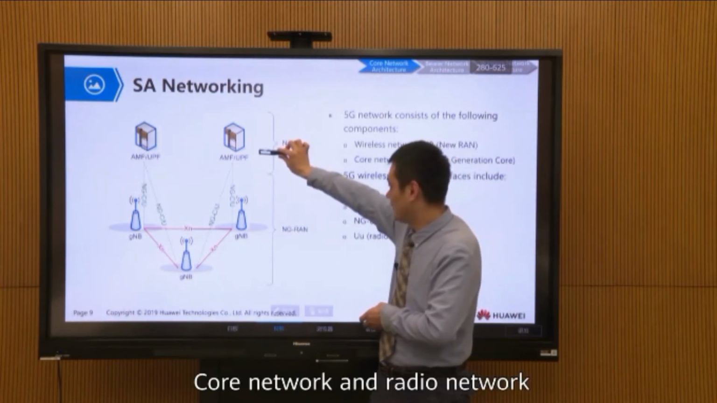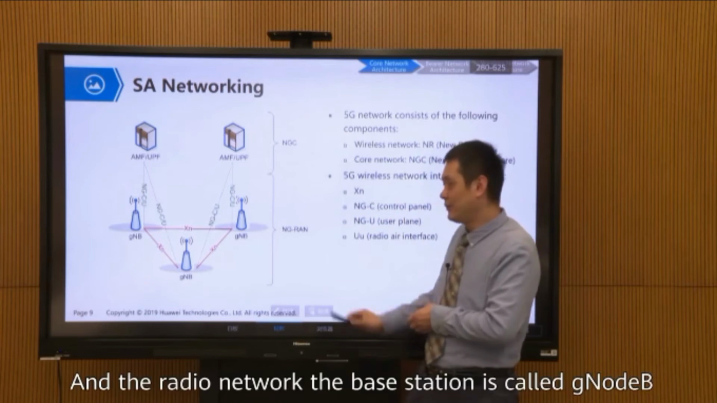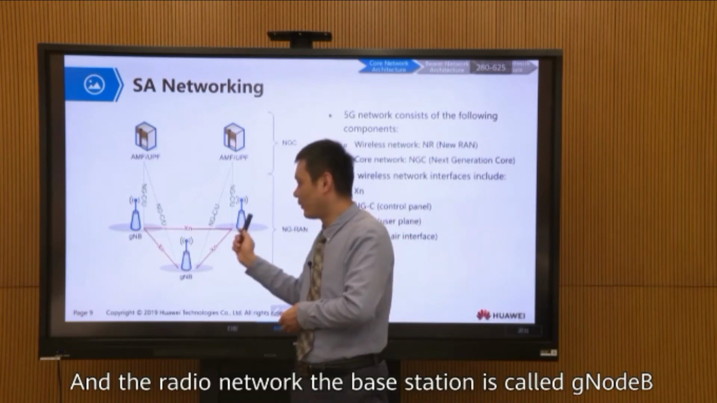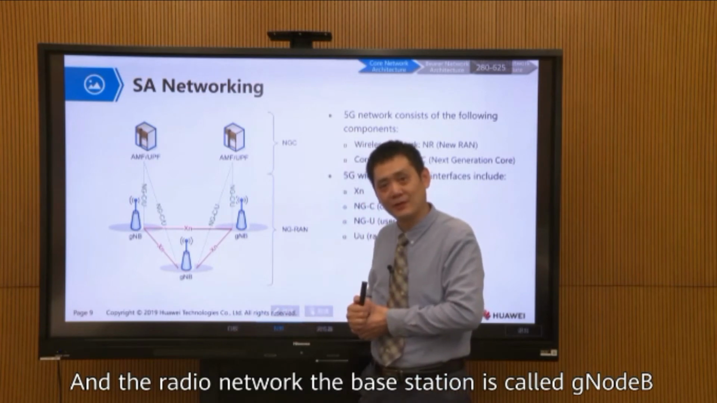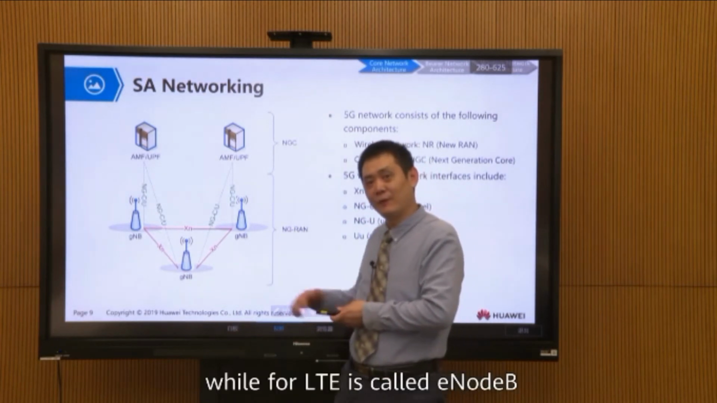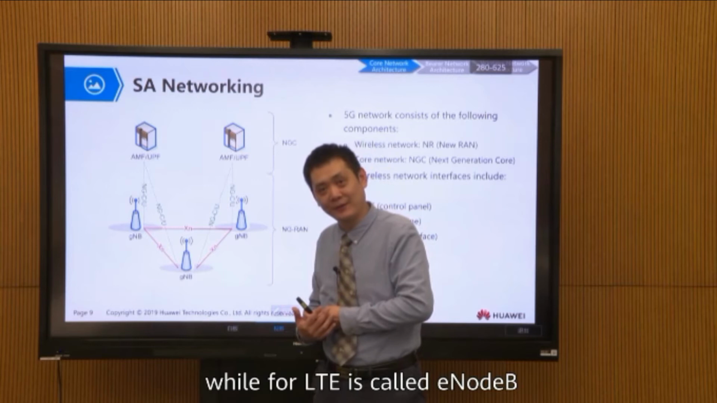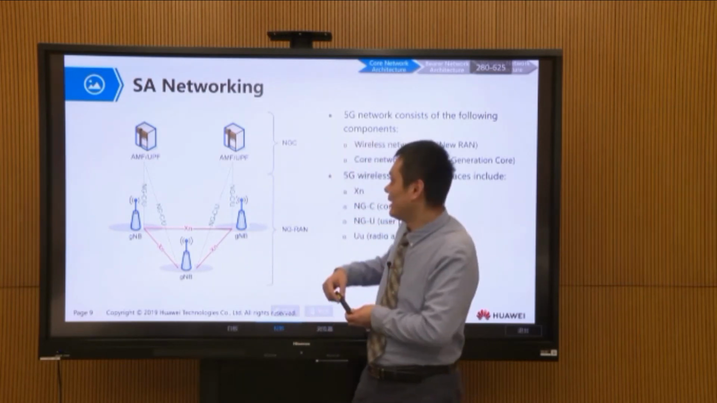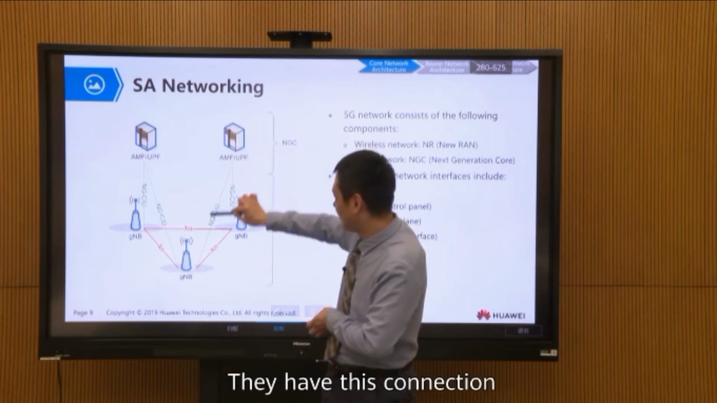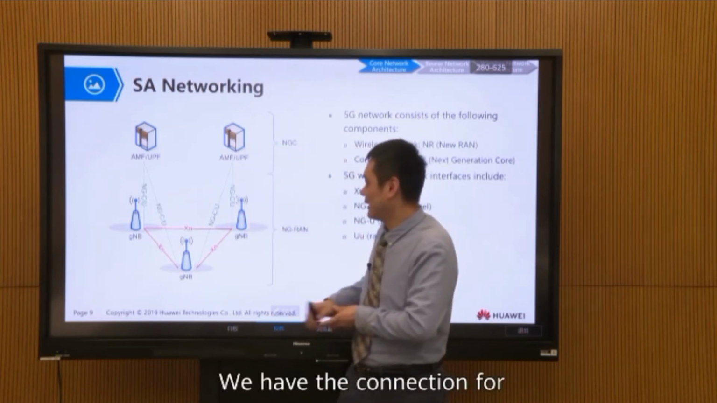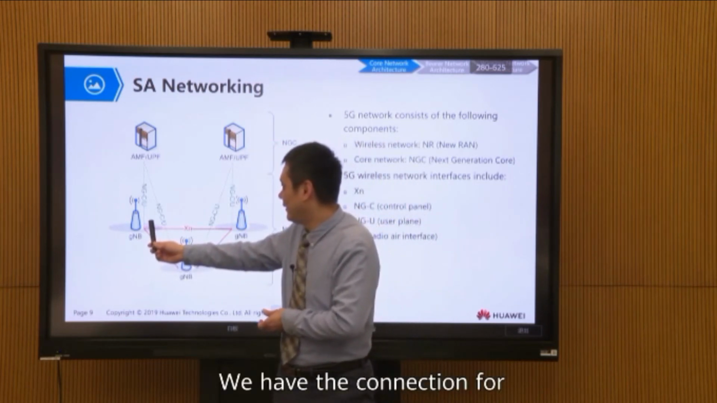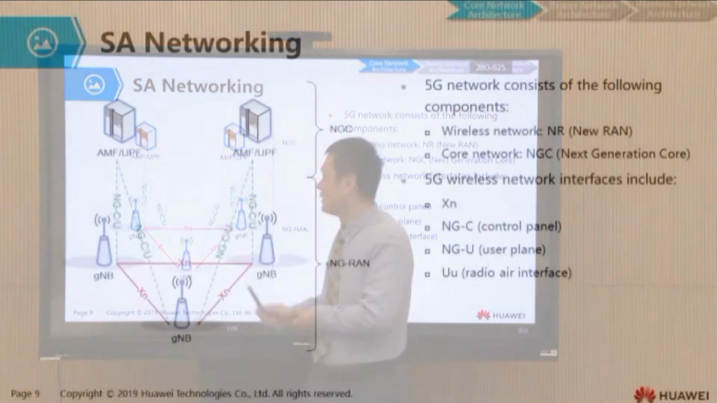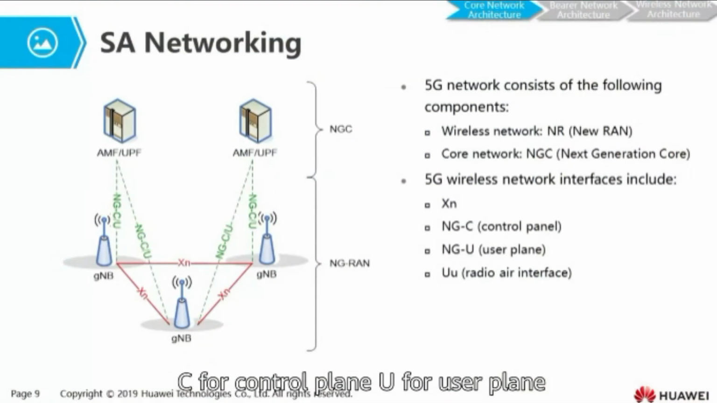Core network and a radio network. In the radio network, the base station is called gNodeB, while for LTE it is called eNodeB. 4G is called eNodeB, 5G is called gNodeB. We also have the core network, and they have a connection named NGC or NGU, C for control plane, U for user plane.